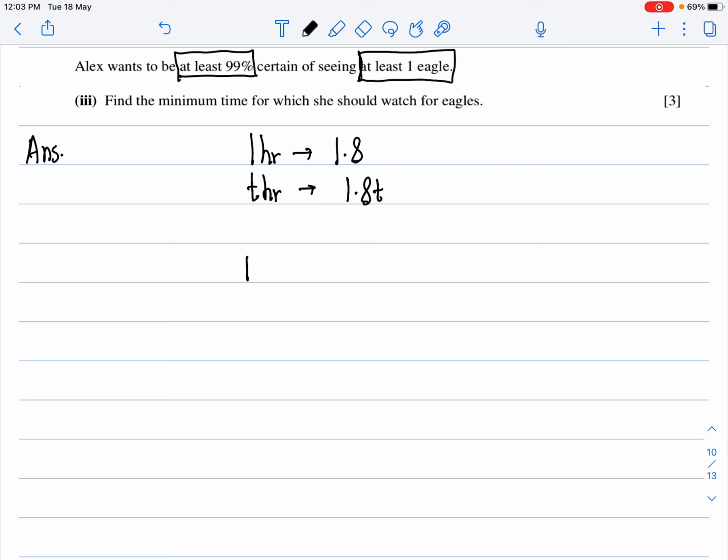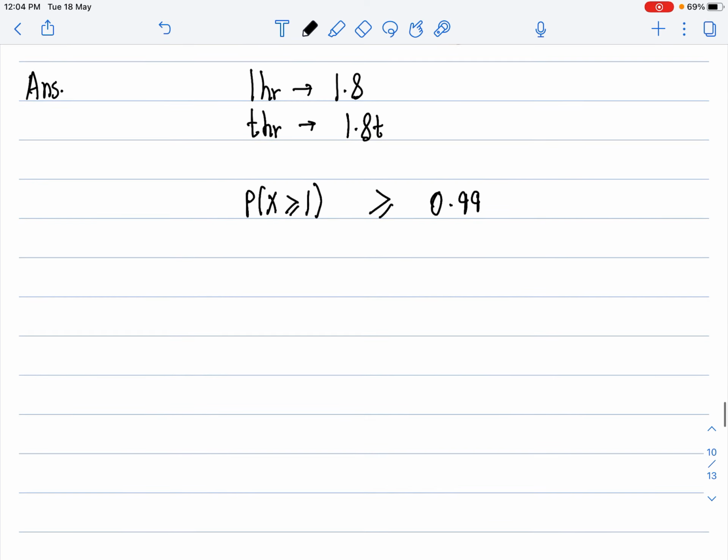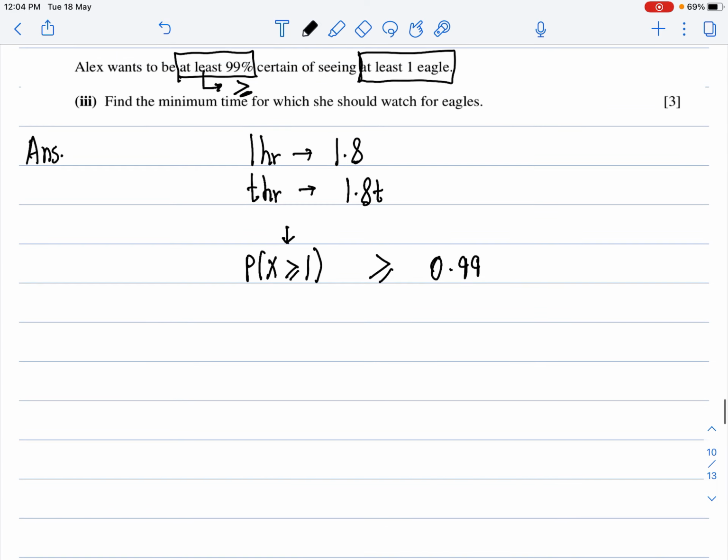Now I need the probability of exactly or at least seeing one eagle to be at least 99%, which means 0.99. Correct? This is what I need because at least suggests the crocodile sign, something like this. Correct? More than equal to. So now the probability of x being more than equal to 1 can be written as 1 minus the probability of x equals 0, which is more than 0.99.